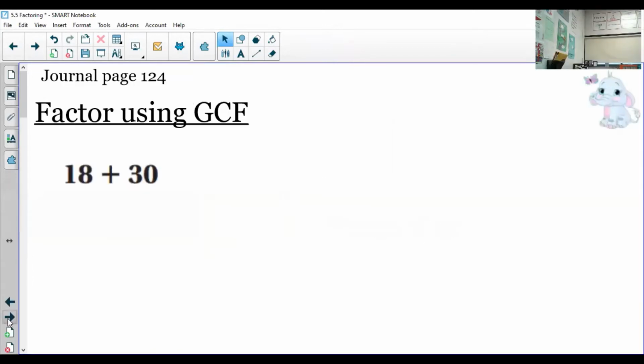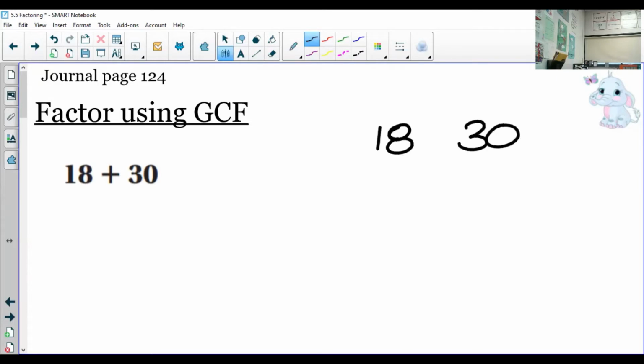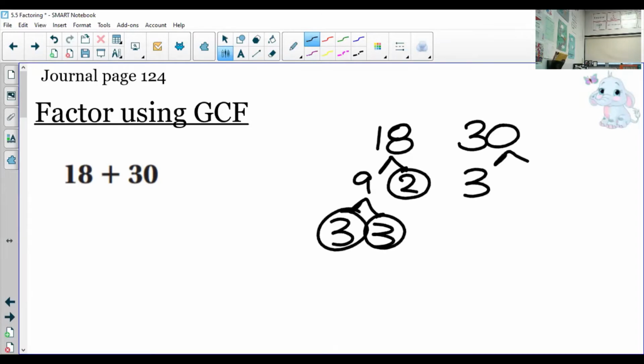So let's take our first example: 18 plus 30. The directions say that we are going to factor using the greatest common factor. Do you remember that? If I have 18 and 30, what is the biggest number that goes into both of them? Well, let's do our factor trees. 9 and 2, 3 and 3. Okay, 30, 3 and 10, circle my prime numbers, and I'm good to go.